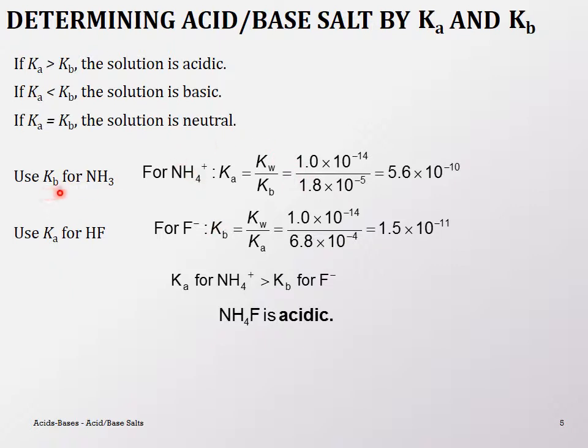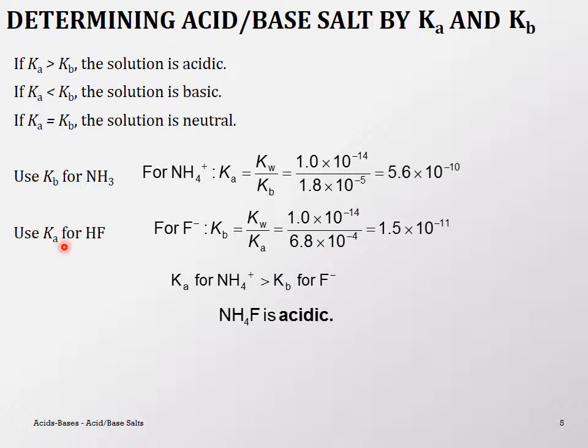Using the Kb for ammonia, for the ammonium ion, Ka is Kw over Kb. Remember Kw is equal to Ka times Kb. So Ka for ammonium ion is 5.6 times 10 to the negative 10 after doing the calculation. Where do you get the Kb from? That is from the data tables.